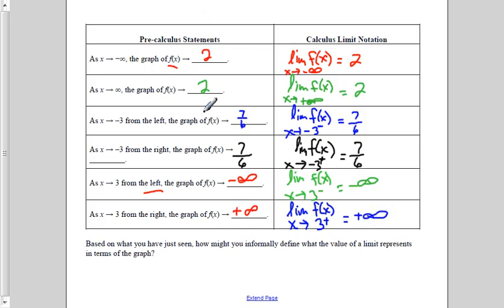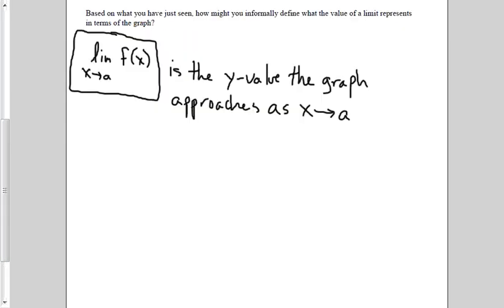So you've done this in your pre-calculus class. We're now going to start talking about it in calculus with this limit notation. And so let's answer this question. Based on what you've just seen, how might you informally define what the value of a limit represents in terms of a graph? What we can come up with is the limit of the function f of x as x approaches a. Informally, it's just the y value the graph approaches as x gets closer and closer to a. Obviously, the graph doesn't have a value at the hole, but as I get closer and closer to negative 3 from both the left and the right, it keeps approaching that value, 7/6. Okay?